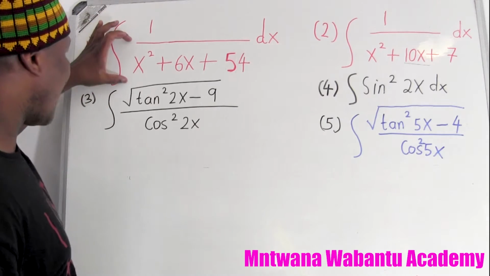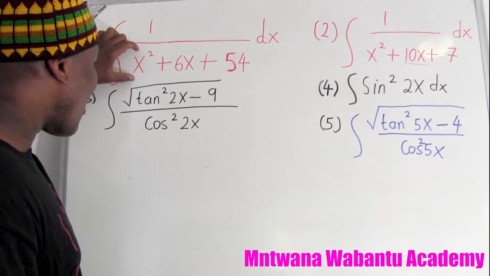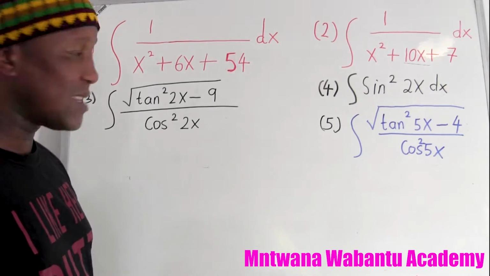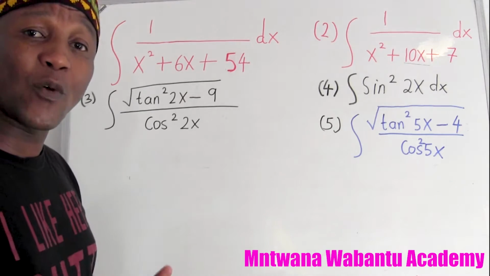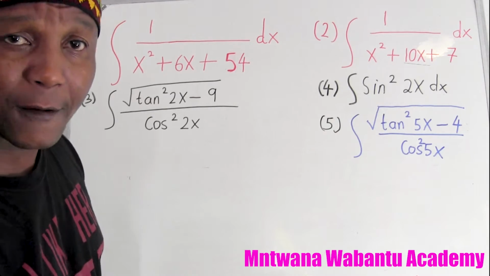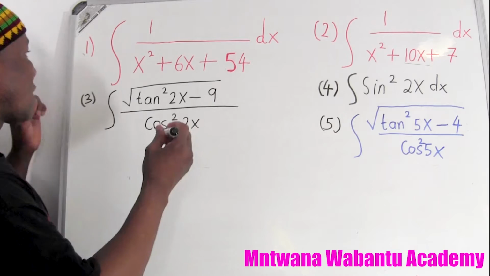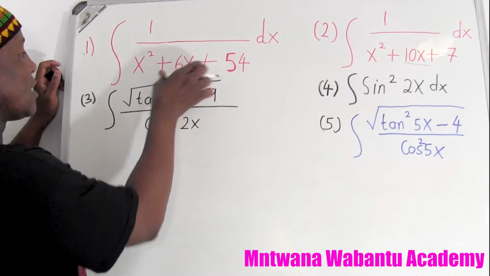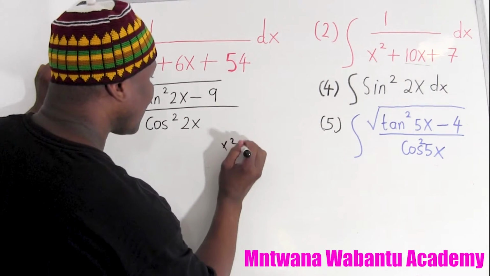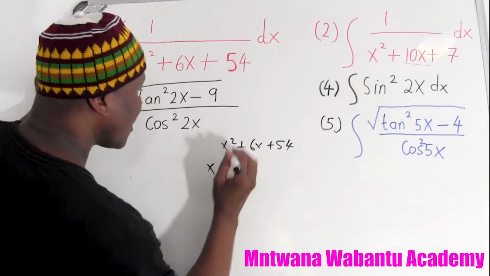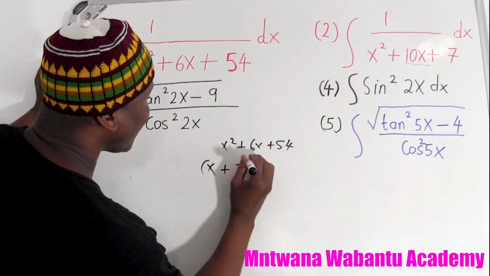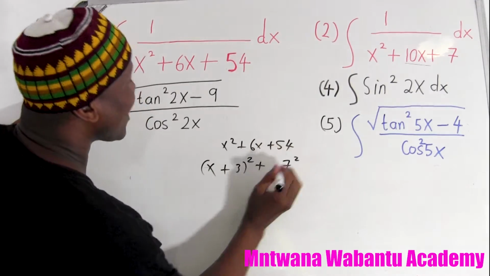So you see the first question right here. Whenever you have a 1 and then you have a quadratic and then they say integrate, this is integral by completing the square. So you turn completing the square to the trig inverse. So look what I'm going to do. I'll take this one and then I'll change it to complete the square. So I'll say x squared plus 6x plus 54. So this is going to be (x plus 3) squared plus 7 squared. I think so, yeah.